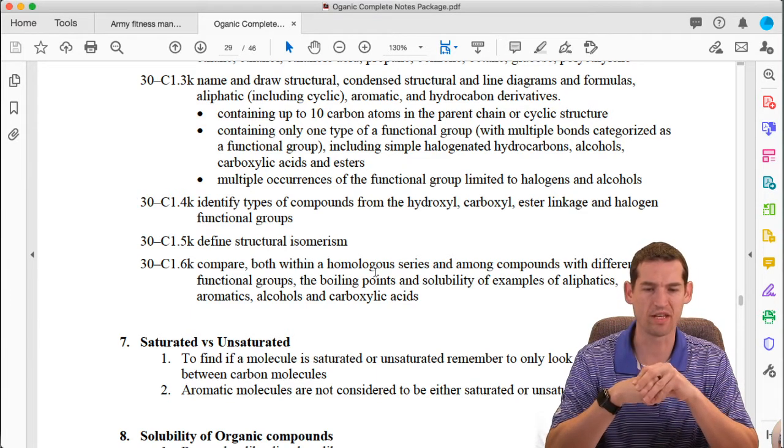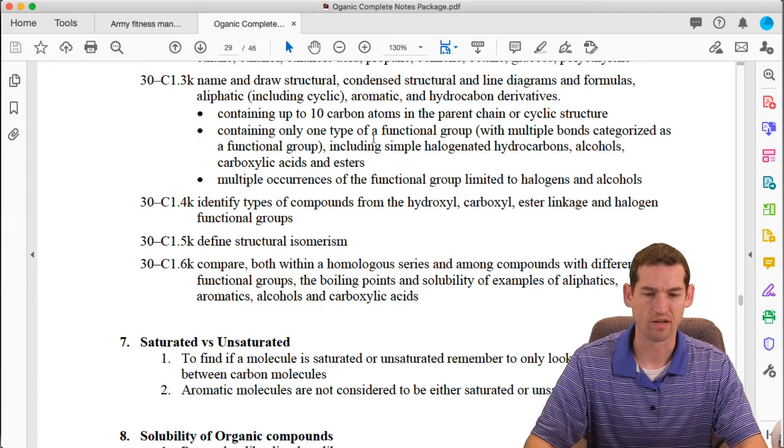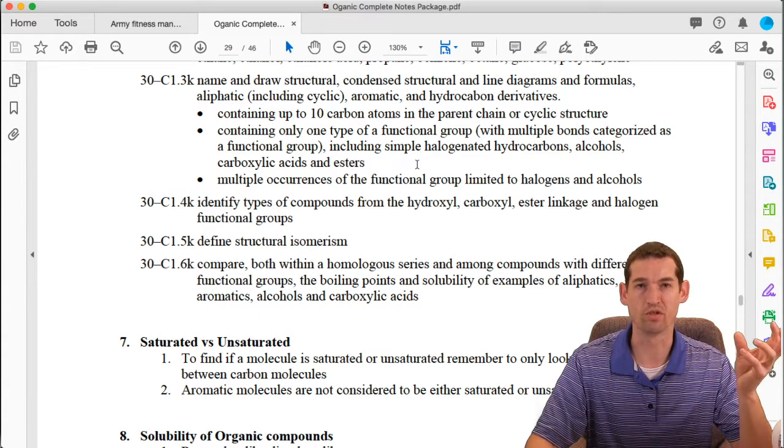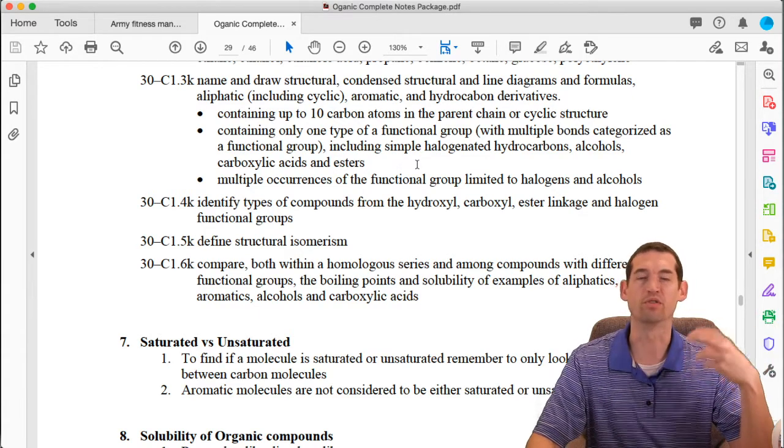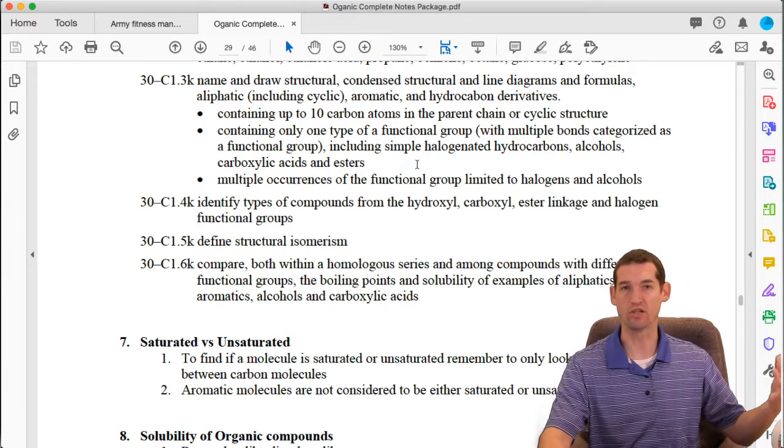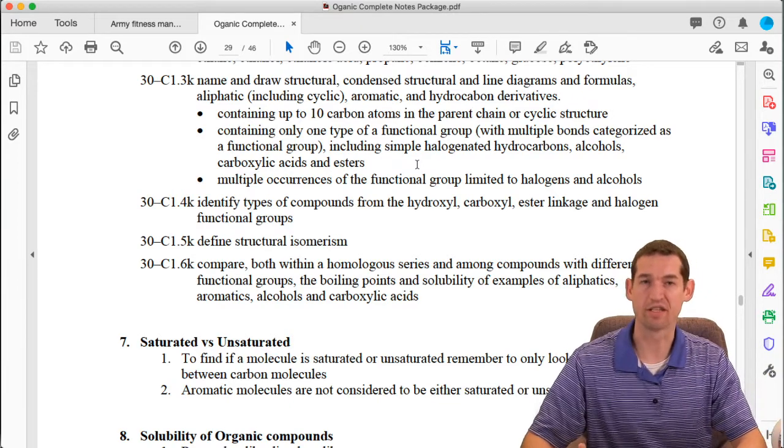The only exception to that is that the halogenated hydrocarbons and the alcohols, you can have multiples of those, like multiple of the same type. So diols, and triols and things like that.